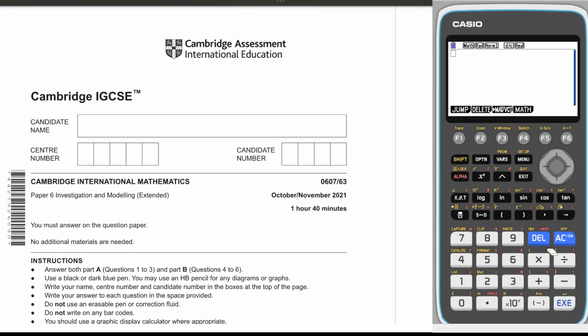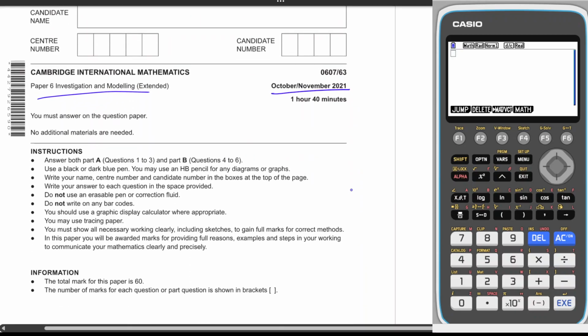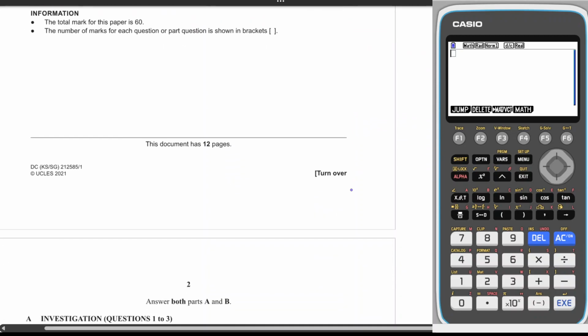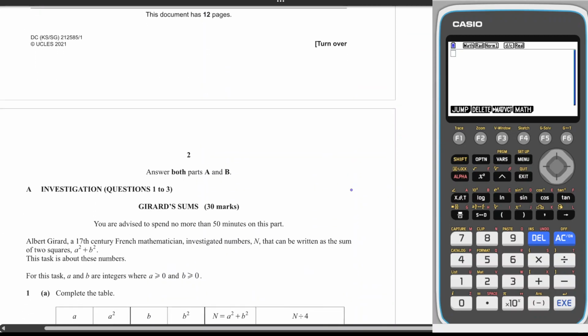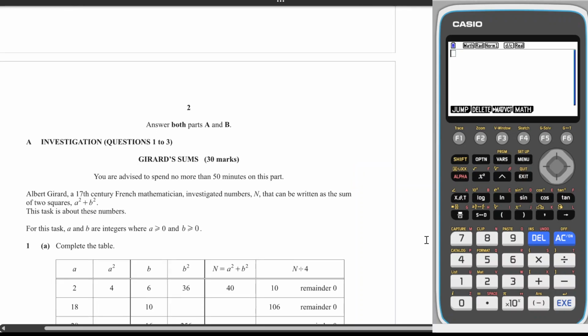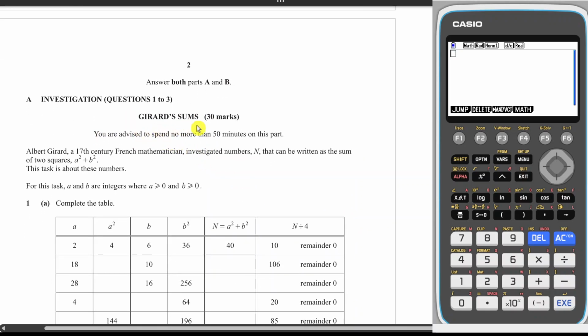Okay, in this video we'll be solving Paper 6, Investigation and Modeling, of October-November 2021. The first part is the investigation, which is question 1 to 3. This is about Girard sums.